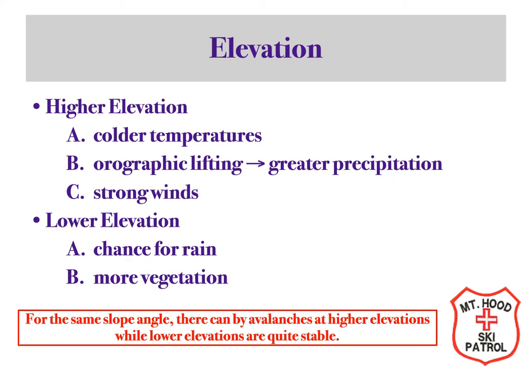We would also expect more snow and more wind loading on lee slopes, which would increase loading on any buried layer. At lower elevations, we would expect higher temperatures, possibly more rain events. We would expect a thinner snowpack and a greater stabilizing effect due to trees and other vegetation. So for the same slope angle, we may have conditions at higher elevations that produce avalanches, while lower elevations are quite stable.